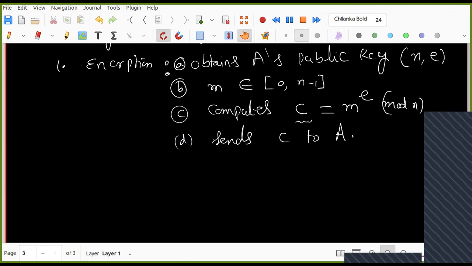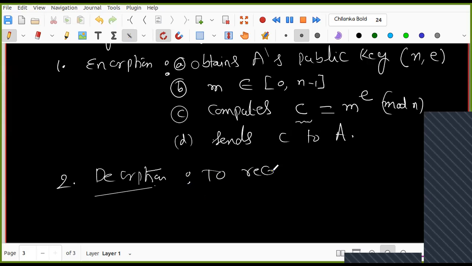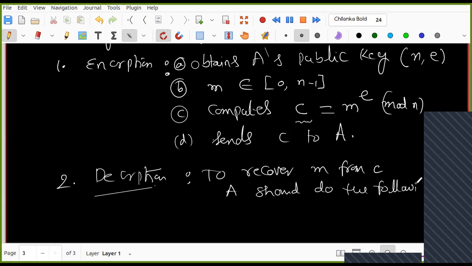Are there any questions here? It is very simple to understand this particular public key crypto system. Now the next one is decryption. In decryption, what is the goal actually? The goal is to recover M from C. So A should do the following.